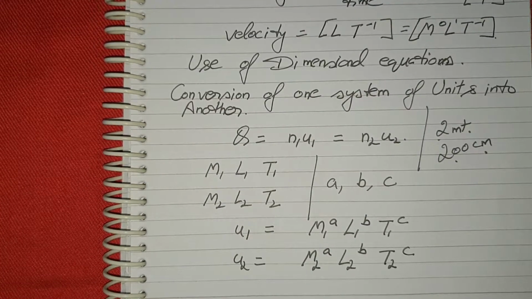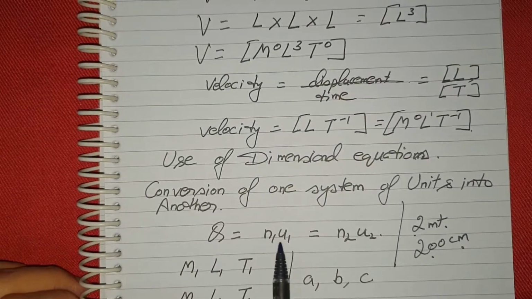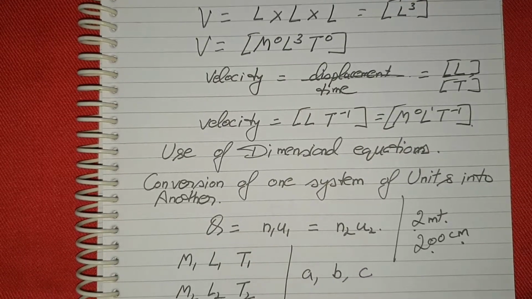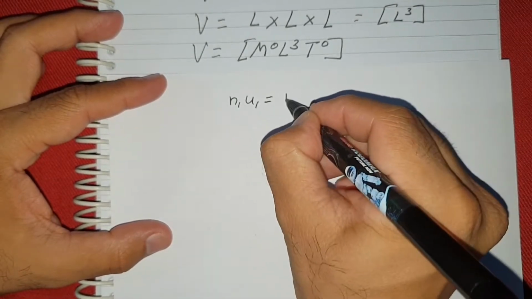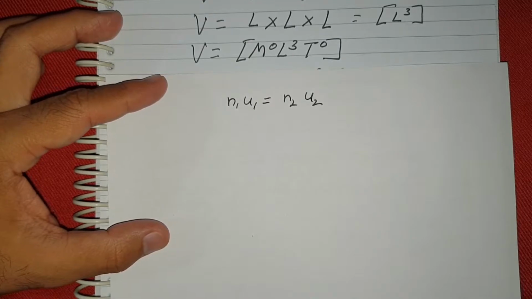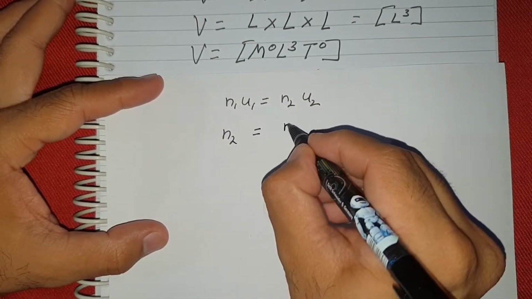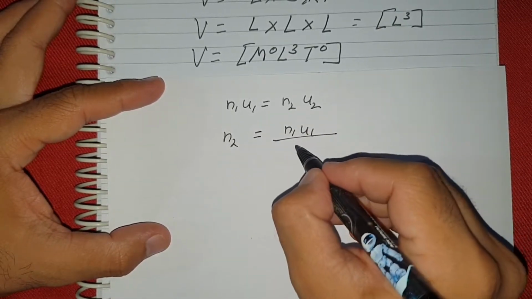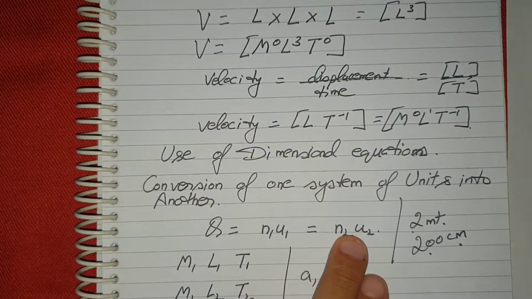From equation 1, if we use this equation, n1 u1 is equal to n2 u2. See, n1 u1 is equal to n2 u2. Now, what will be n2? By cross multiplication, n2 will be n1 u1 upon u2, from this equation.